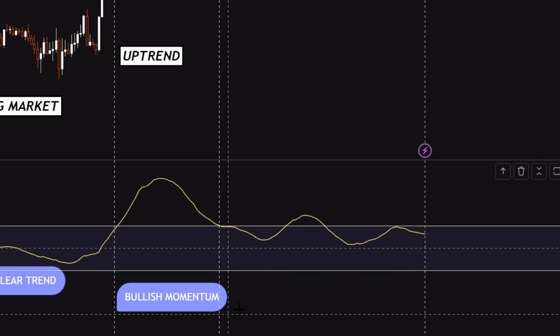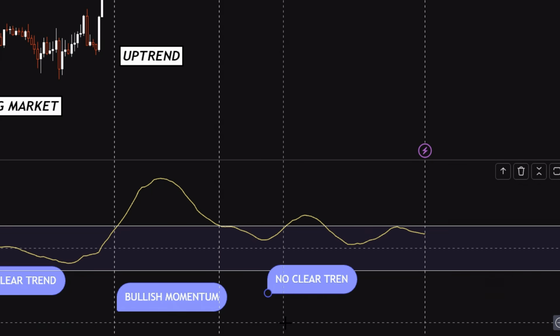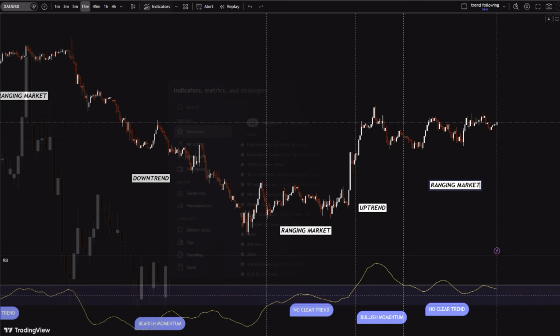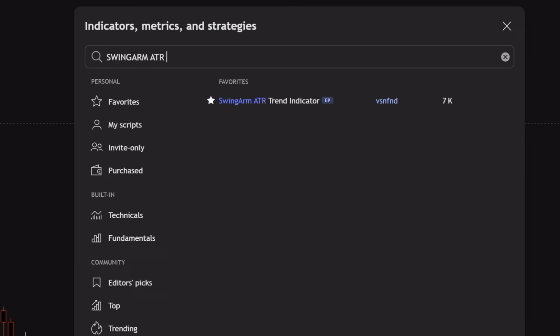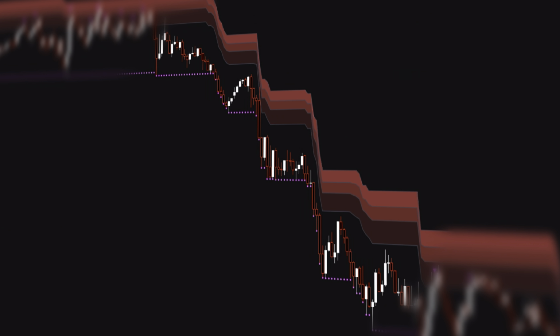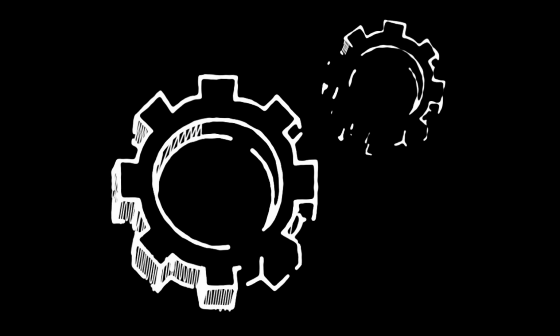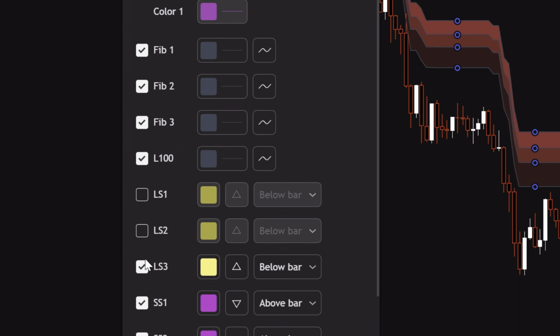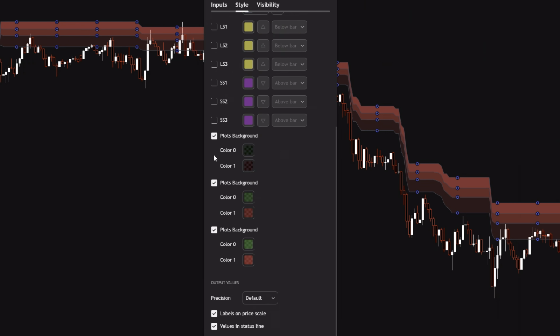Now RSI helps us understand the market condition, but we still need a second trading tool for the actual setup. That tool is the Swing Army ATR Trend indicator. This indicator helps us identify the current trend direction. When the ribbon is green, it shows bullish condition and uptrend. When the ribbon is red, it shows bearish condition and downtrend. For settings, we use ATR period 30 and ATR factor 5. And inside the style settings, we disable all options except the FIB options and the plot options. Now let's move into the actual trading rules.